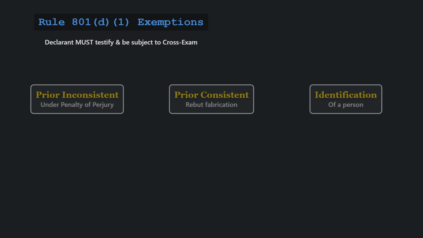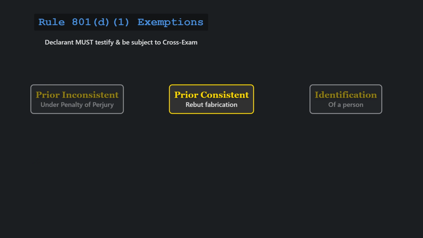Federal Rule of Evidence 801(d)(1) defines certain prior statements by a declarant witness as non-hearsay exemptions. These exemptions apply only if the declarant testifies at the current trial or hearing and is subject to cross-examination concerning the prior statement. A prior inconsistent statement is exempted only if it was made under penalty of perjury at a trial, hearing, or deposition. If not made under oath, the prior inconsistent statement is admissible only for impeachment, not for the truth of the matter asserted.